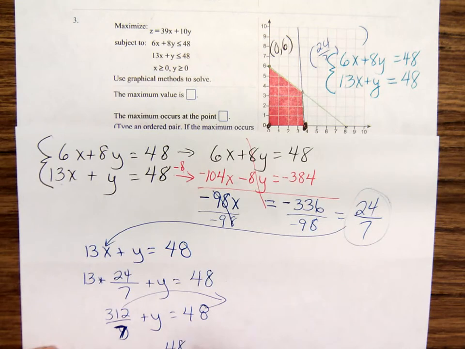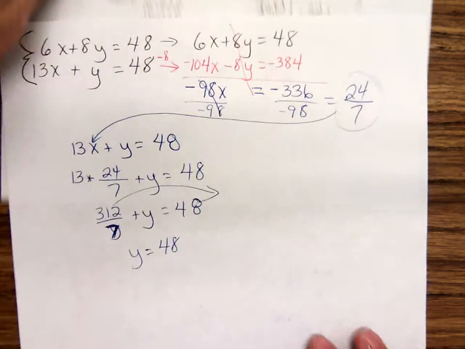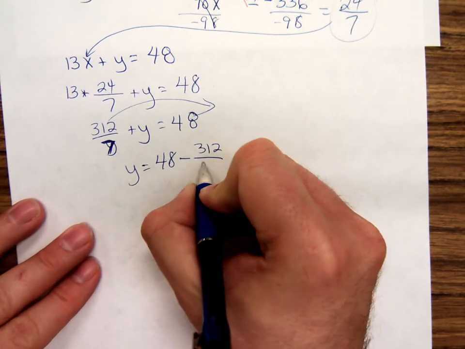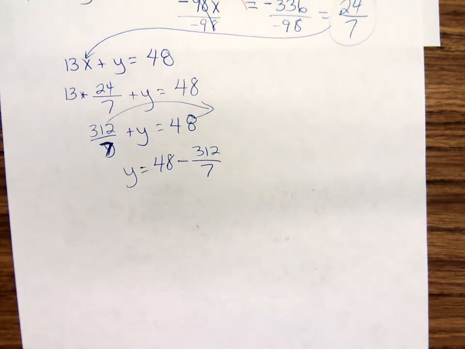I'm out of room, let me move it up. So we subtract: 48 minus 312/7. It's another 24/7. Does that look right?